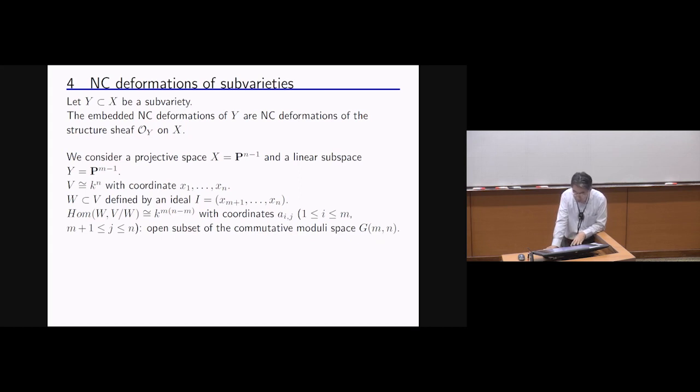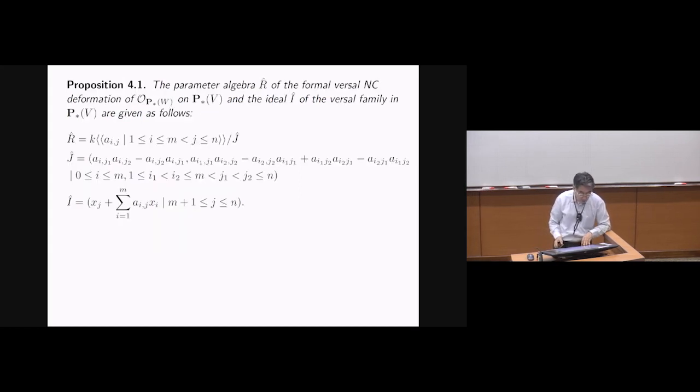Okay. So this is an open subset of the commutative moduli space. And then the non-commutative moduli is given in this proposition. So the parameter algebra of the formal versal non-commutative deformation of the structure sheaf of this linear space is given below. And also the versal family is given below.